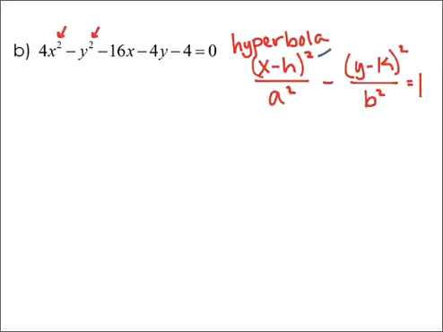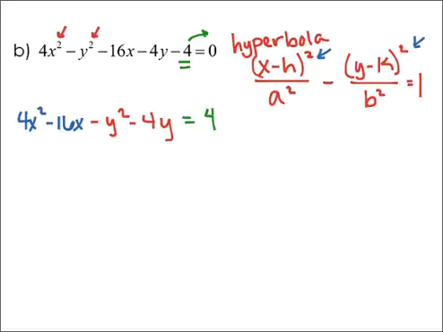Notice here that we have a perfect square with the x's and a perfect square with the y's. So since there's two perfect squares, sometimes this means that we need to complete the square twice. So I'm going to put my x's together. So I've got 4x squared minus 16x. Then I'm going to put my y's together. So I've got minus y squared minus 4y. And then finally there's this negative 4 that is just kind of in the way. So we are going to add it over to the right side.